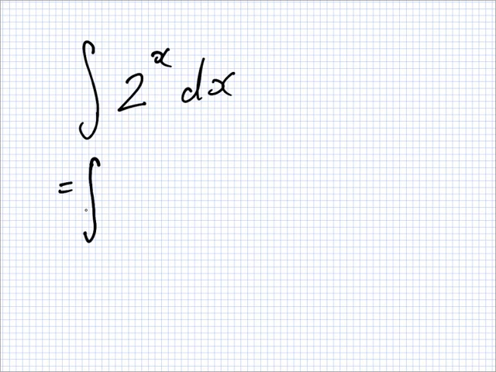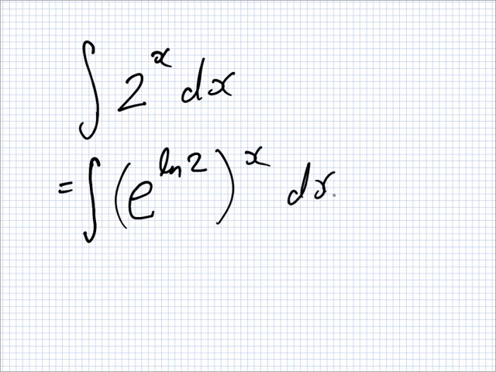So you could change this into e log 2 x dx. Because remember, e and log cancel, and you're just left with 2 power x. You saw this on... This is the rule we're aiming for, yeah.